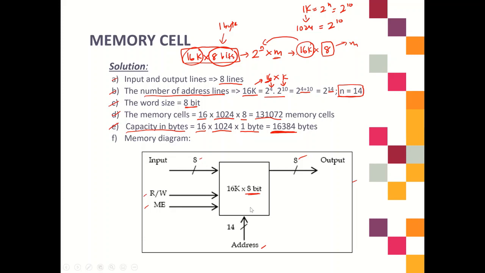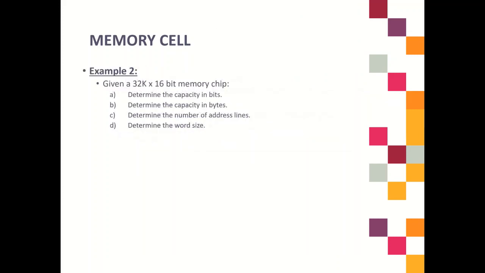This is the example. Another example for the memory diagram. So we go for the second example. Given a 32K times 16-bit memory chip, determine the capacity in bits, determine the capacity in bytes, determine the number of address lines, and then determine the word size.